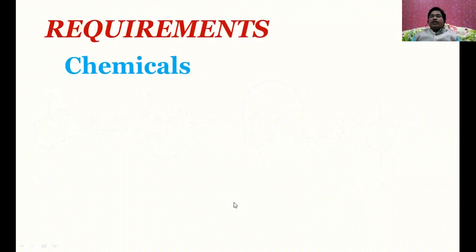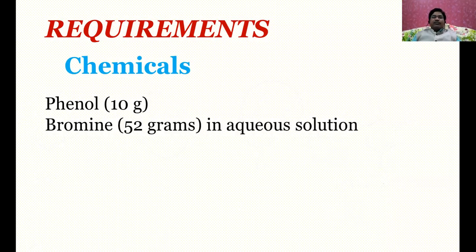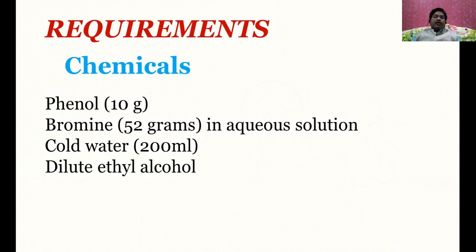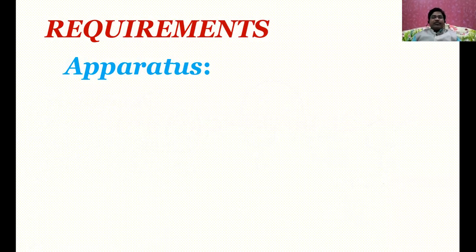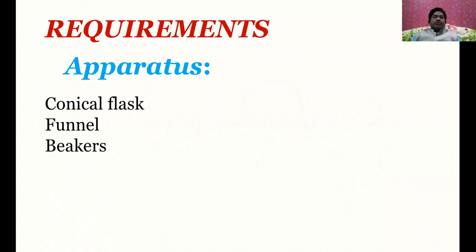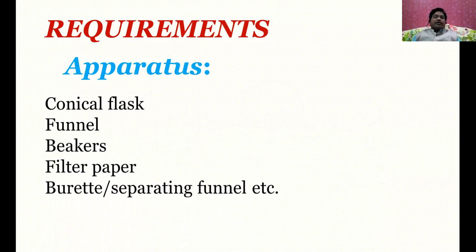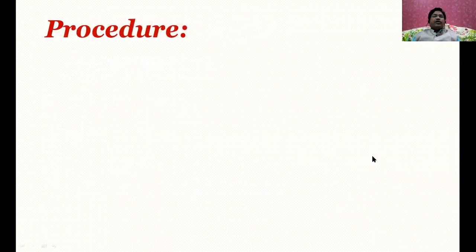Now, let us see what chemicals are required for this preparation. That is phenol 10 grams, bromine 52 grams in aqueous solution, cold water around 200 ml, and dilute ethyl alcohol. What apparatus is required for this? Conical flask, funnel, beakers, filter paper, burette and separating funnel. Already you have seen their shapes. Let us see what the procedure involved here is.